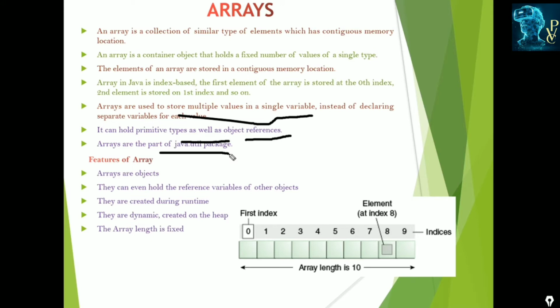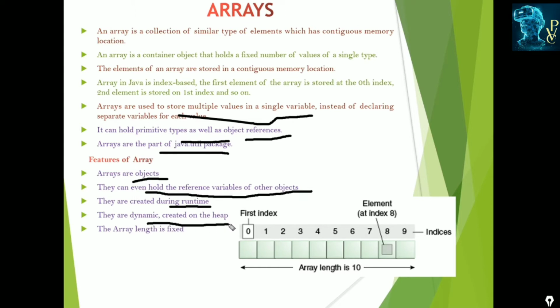Okay, the features of the array are, arrays are objects. In any programming language, arrays are one of the data types, but in Java, arrays are objects. So we have to declare and instantiate, meaning initialize, and they can even hold the reference variables of other objects. Okay, and these are created during the runtime. And these are dynamic and created on the heap.